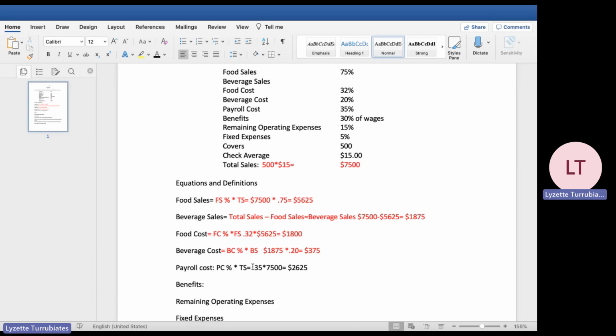Benefits is a little bit different. We're not going to be taking it by total sales. We're going to take our benefits percentage, and now we're going to be multiplying that by our payroll because it says of wages. It's kind of tricky. It's not saying of total sales, it's saying of wages, and we multiply it by our payroll cost. So we're going to take our benefits percentage and multiply it by payroll. So that's going to be our percentage is 30%. So 30% times our payroll cost, which we just figured out, which is $2,625.